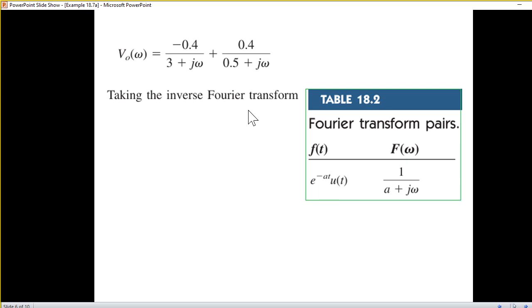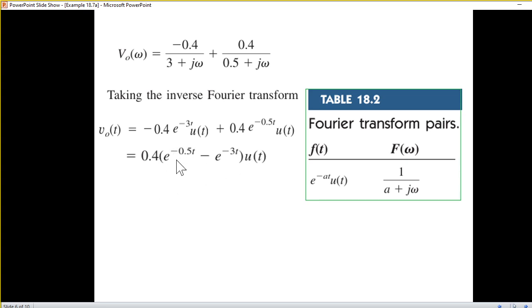So we have to take the inverse Fourier transform. From here you can see minus 4 times the term 1 over 3 plus j omega, which is of the form 1 over a plus j omega. So we write e raised to the power minus 3t u(t). And the same here, e raised to the power minus 0.5t u(t). If you want, you can take 4 common, write the positive terms first and then the negative term. So this should be your answer.